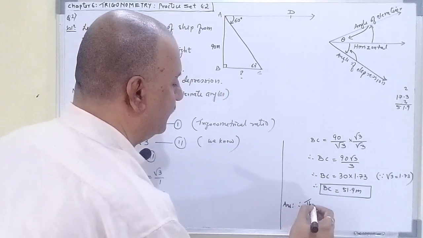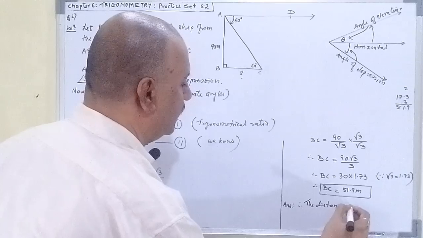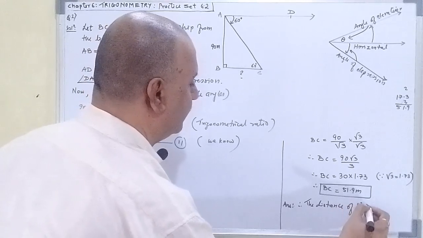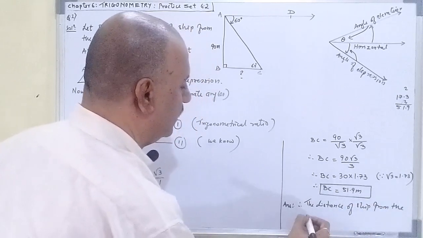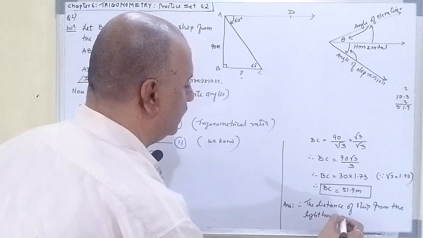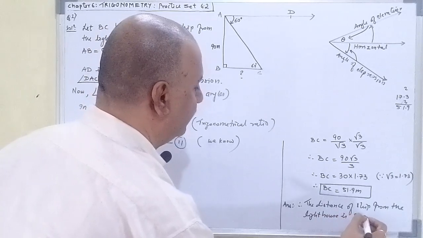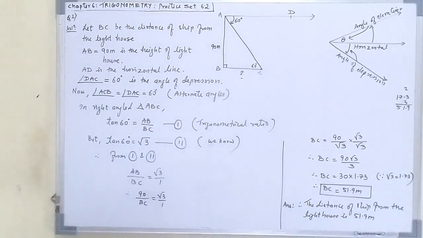Therefore, the distance of the ship from the lighthouse is 51.9 meters.